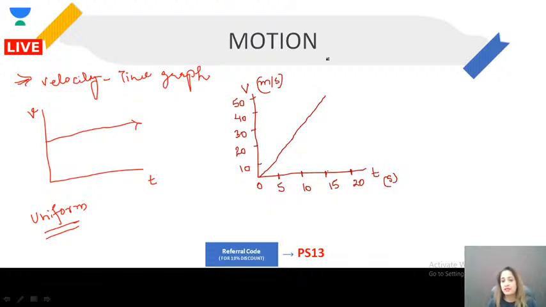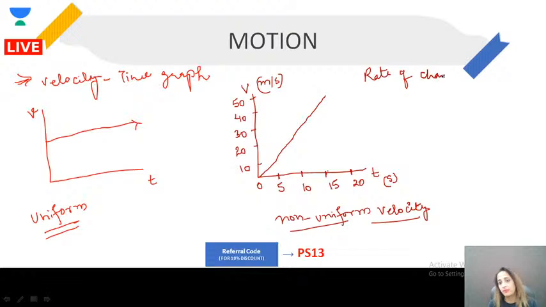So this one is non-uniform velocity, because every time the velocity is changing, and that rate of change of velocity is what we call acceleration. So from this graph we will say the object is accelerating, right?